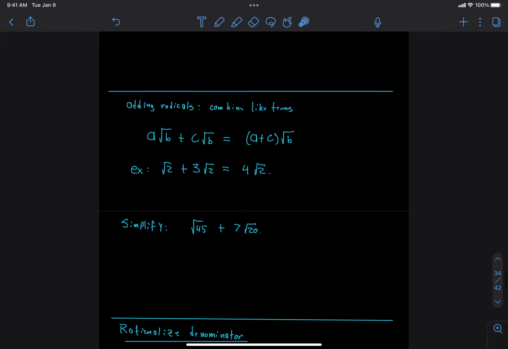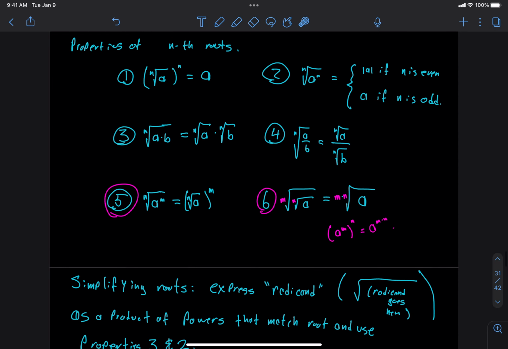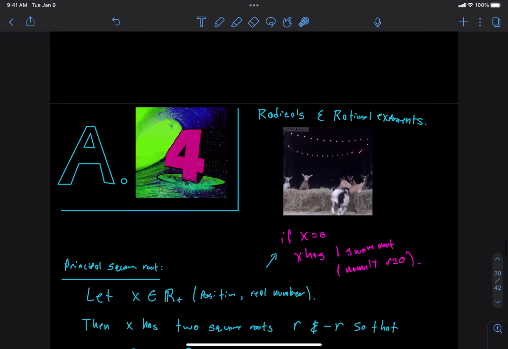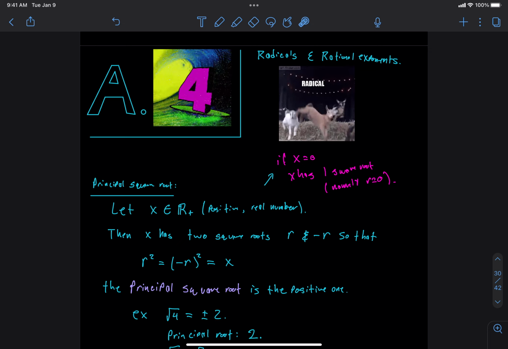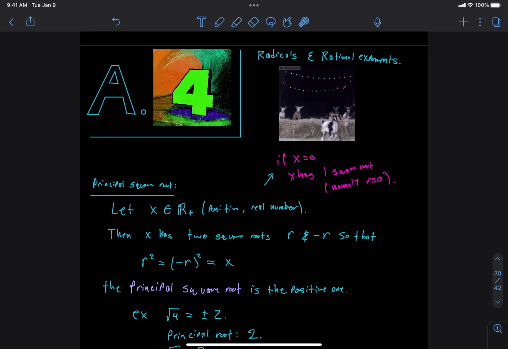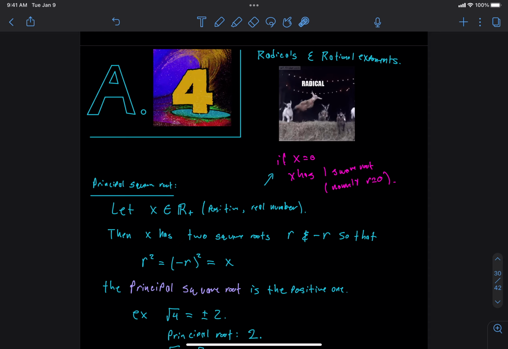Okay, so let me quickly remind you what we were doing last time. Last time we started section A.4, and A.4 was all about radicals and rational exponents, and we got through most of the radical stuff. We're going to finish rational exponents today and maybe touch on A.6.